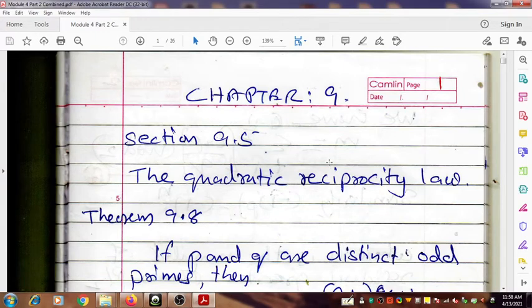Hello, welcome to this new video. In this video we are going to discuss an important result in number theory, and this result is very famous as the quadratic reciprocity law.